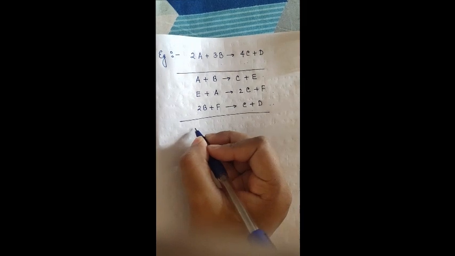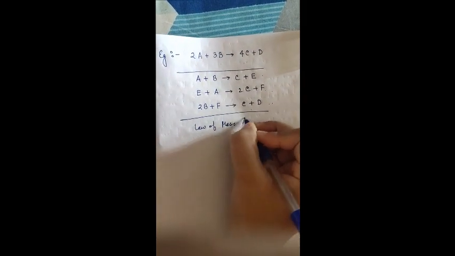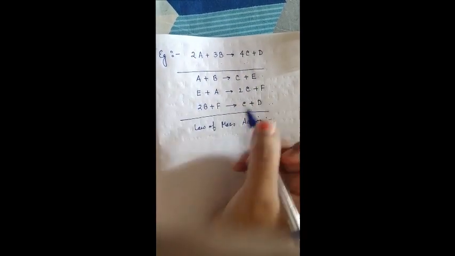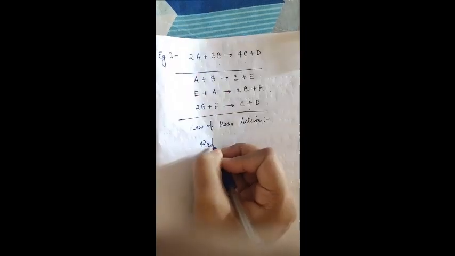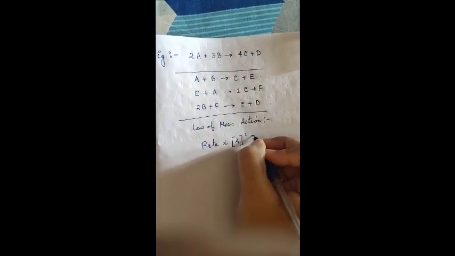Now according to the law of mass action, which is a theoretical concept, we see what the reaction given is. This is our reaction. So according to the law of mass action, rate will be proportional to A square and B cube.